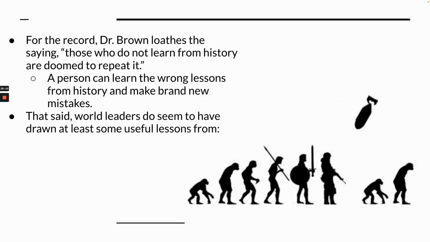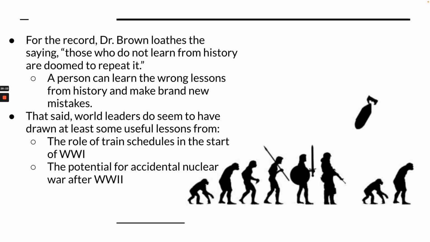With that point said, world leaders have drawn some useful lessons from World War I, and particularly from things like those train schedules. And one example of this, it's going to take us a while to get to the example of evidence that we actually have learned something. But some of those lessons have been applied to the potential for nuclear weapons to accidentally lead to a really horrific and perhaps life-ending war, and I mean like all of human life, all life on this planet ending.